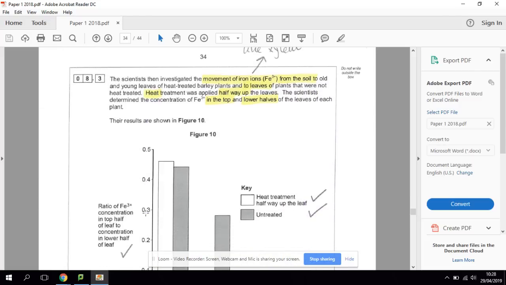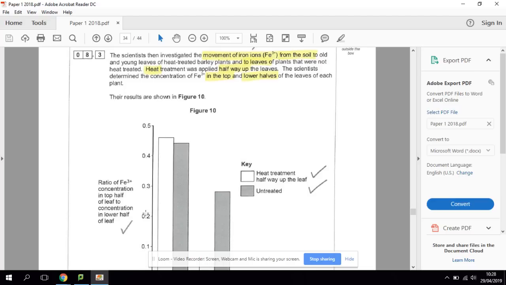Next. So here we've got another investigation, the movement of the ions from the soil. So from the soil, that means we're looking at the xylem. And then we've got the information that they used the young leaves of the heat-treated plants and 2 leaves of plants that were not heat-treated. So the control, and heat treatment was applied halfway up the leaves. So halfway up the leaves, that means these ions will either get to the leaves or they will not. So it's something to do with the transport from the roots to the leaves.